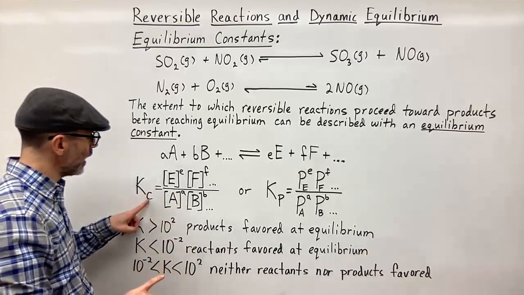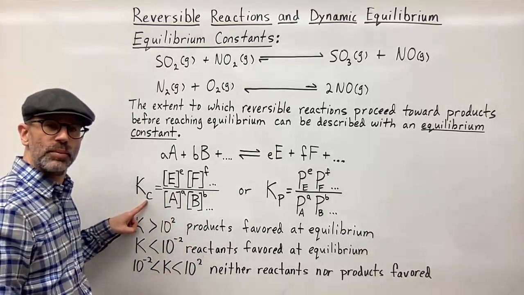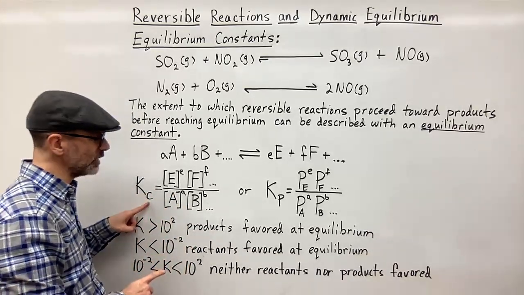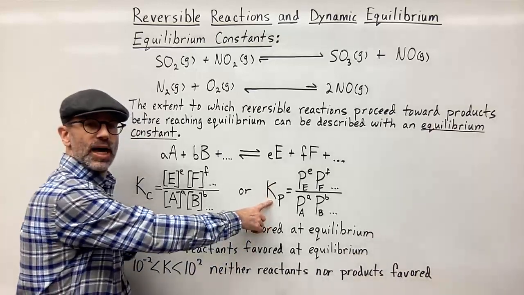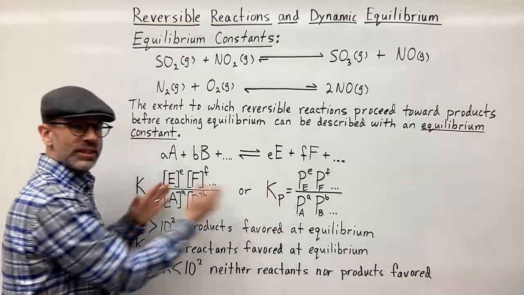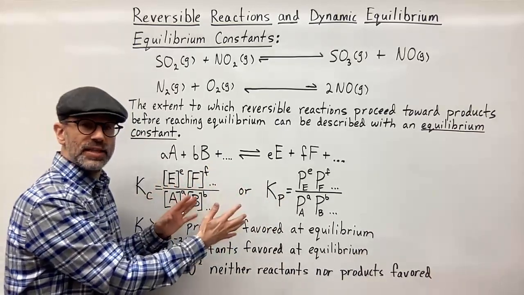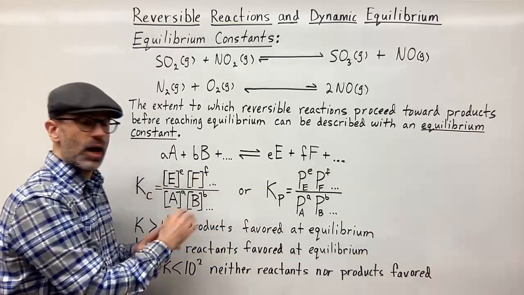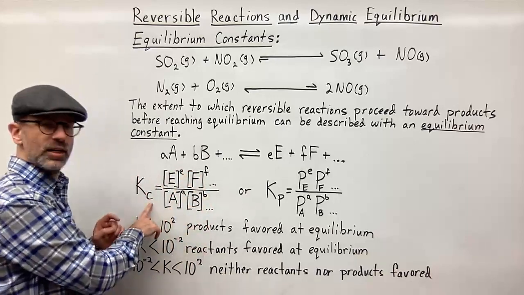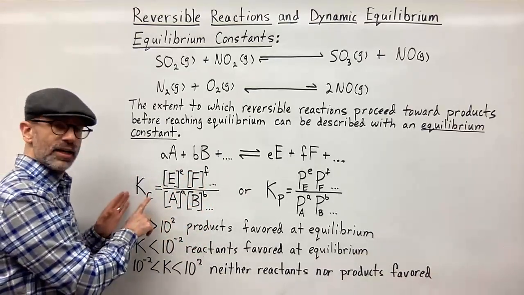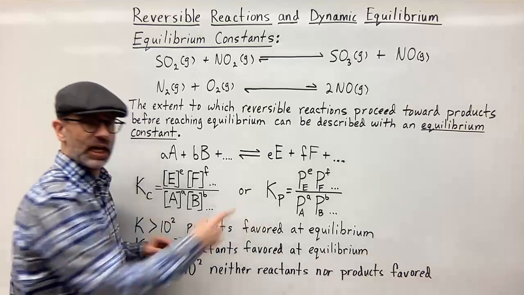Now, be aware that the equilibrium constant for concentration and the equilibrium constant for pressure could be different, and most of the time they are, but they could be the same as well. So watch out for that. Pay attention to what you're calculating. Is it Kc or is it Kp?